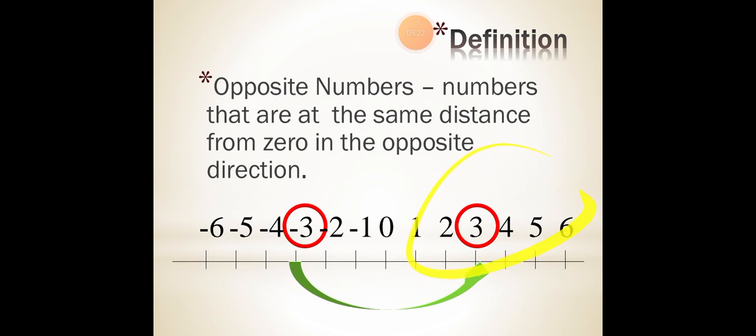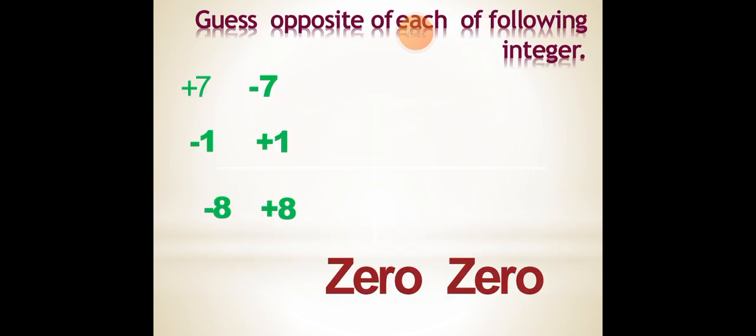Now the definition: opposite numbers are numbers that are at the same distance from zero in the opposite direction, so these are known as opposite numbers. Like 3 is a natural number, so minus 3 is its opposite, as they are at the same distance from zero, on the right hand side or left hand side.